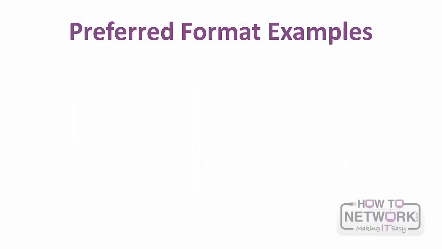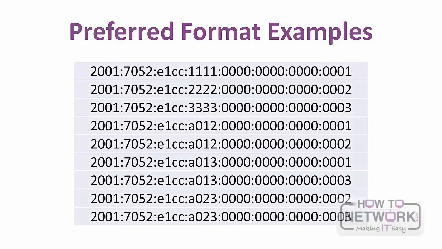The preferred format is the longest representation of an IPv6 address. A total of 32 hexadecimal values are used. Here are the examples of IPv6 addresses using the preferred format. Note that it is not easy to either read or write IPv6 addresses using the preferred format.